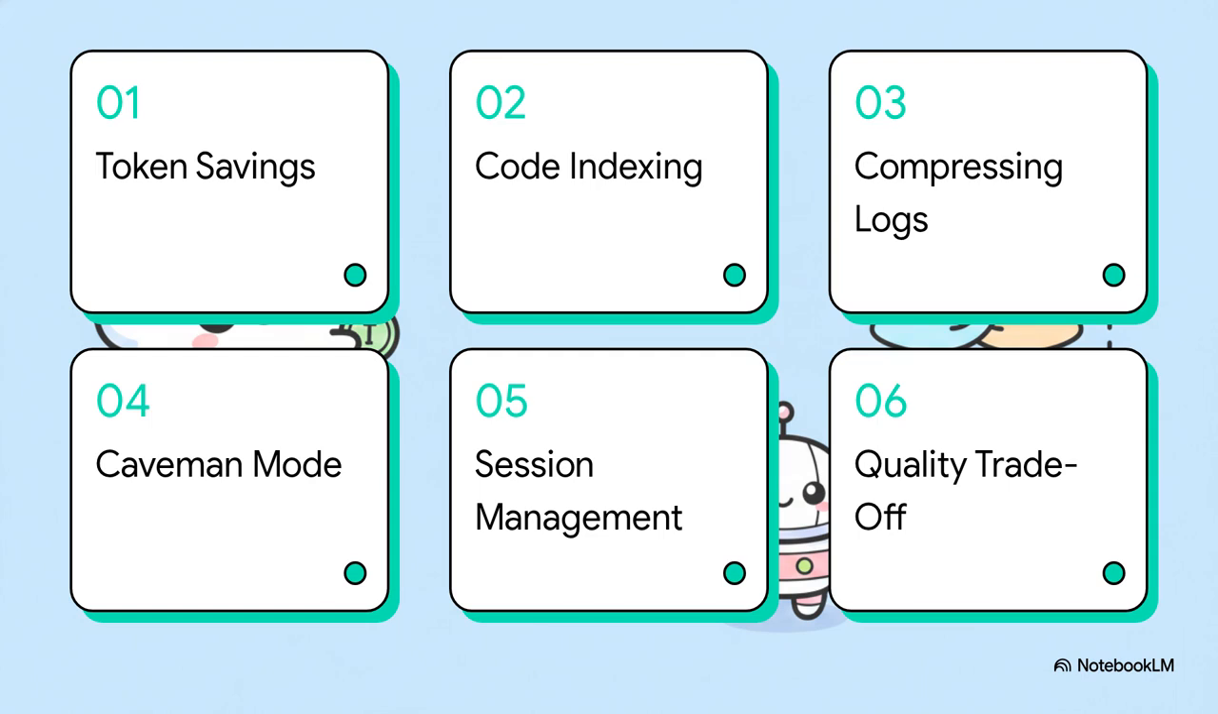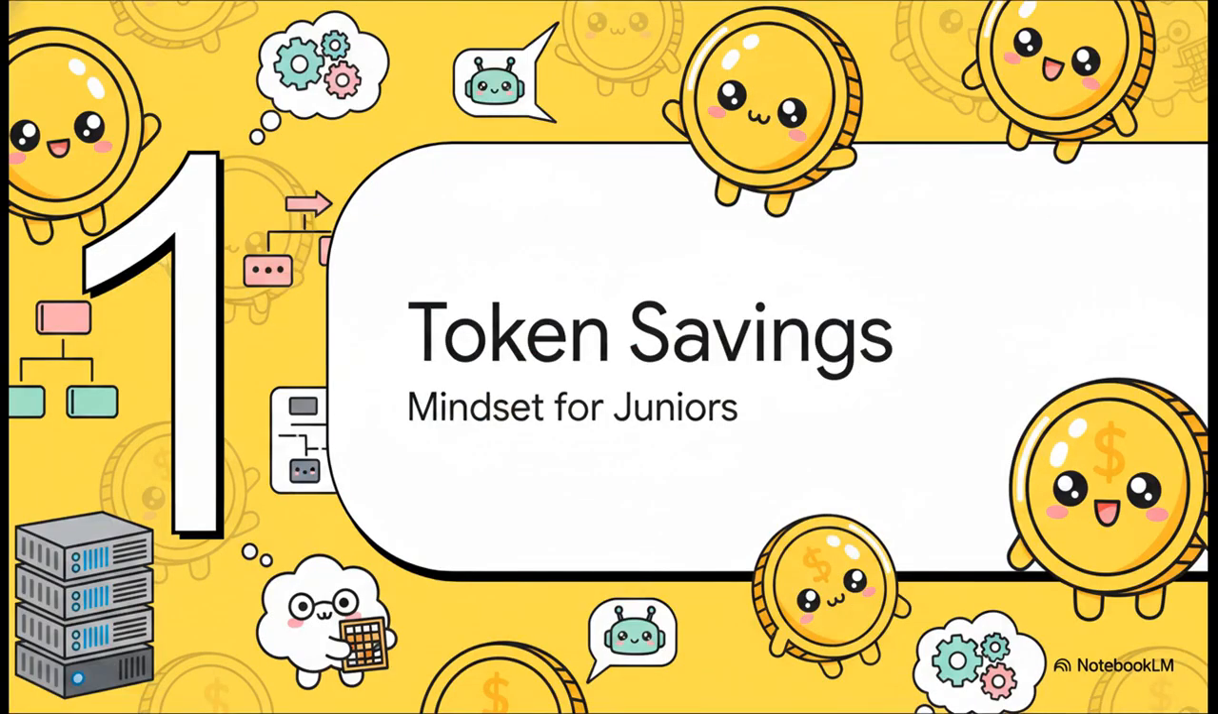So here is our code review roadmap for today. We'll start with token savings for juniors, then hit Strategy 1, code indexing, Strategy 2, compressing logs, Strategy 3, caveman mode, built-in session management, and finally wrap up with the quality trade-off. Let's kick things off with Section 1, Token Savings for Juniors.